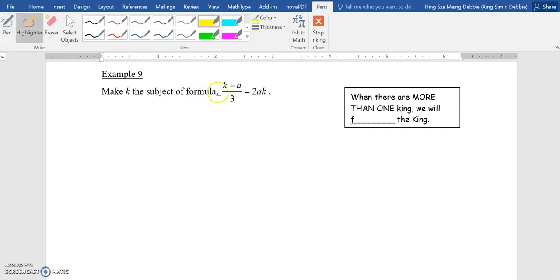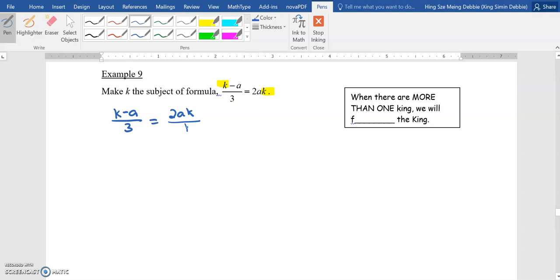This time round, I have K over here, and I have K over here. Notice that K is on the left as well as the right, so let's group our K's together first. Anything related to K, let's put on one side. Anything unrelated to K, let's put on the other side. In order for us to put the K's together, let me change them to something non-fractional first. I know this is K minus A over 3 equals 2AK. I also know that 2AK essentially is 2AK over 1.